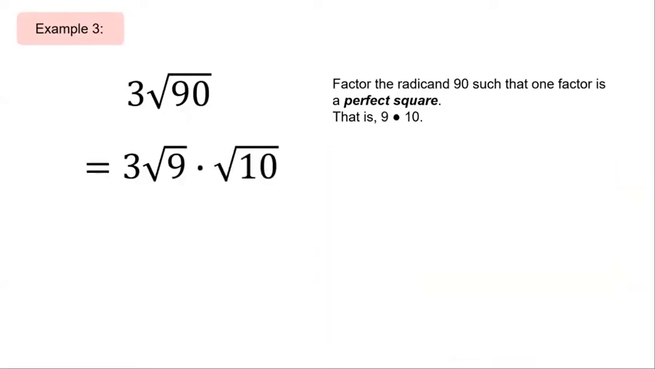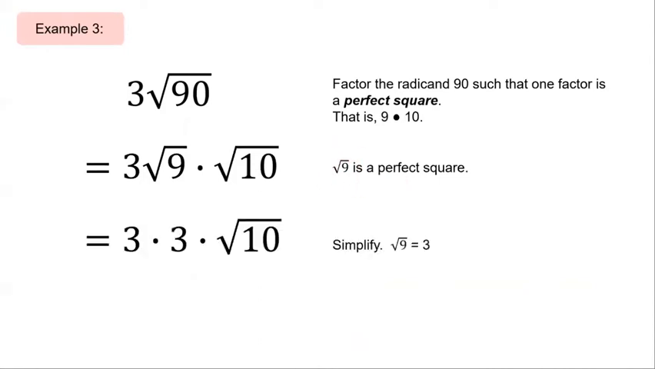So, i-enclose lang natin ulit yung mga factors nito sa ating radical na mayroong index na 2. Copy lang natin itong 3. And extract the root of the perfect square factor and affix the factor which is not a perfect square. Remember, the square root of 9 is a perfect square. So, we have copy lang yung 3. And then, yung square root of 9 natin, which is 3.